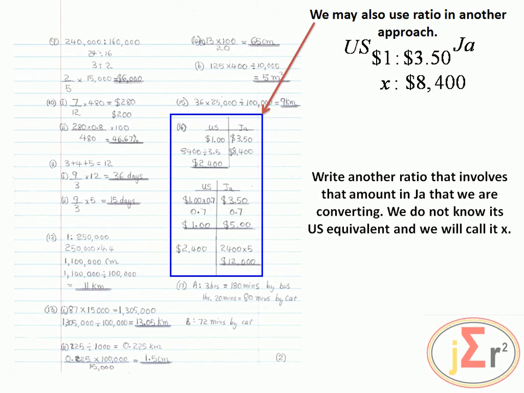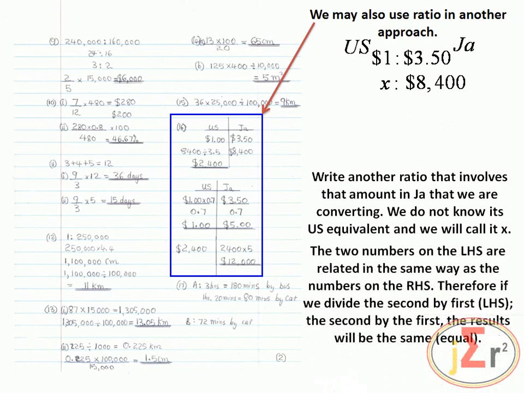Therefore, let us relate both ratios. The two numbers on the left-hand side are related in the same way as the numbers on the right-hand side. Therefore, if we divide the second by the first on the left-hand side, then the second by the first on the right-hand side, the results will be the same. They will be equal.